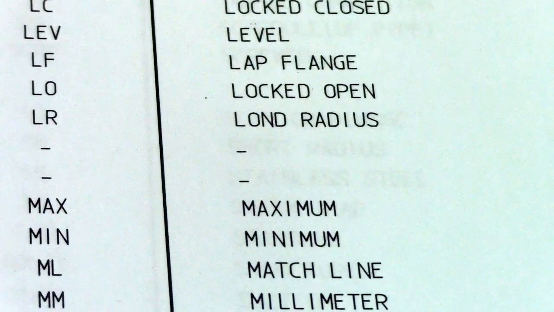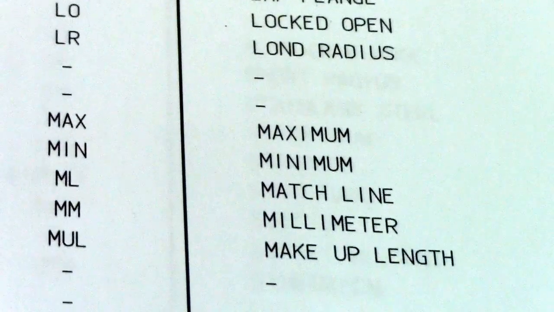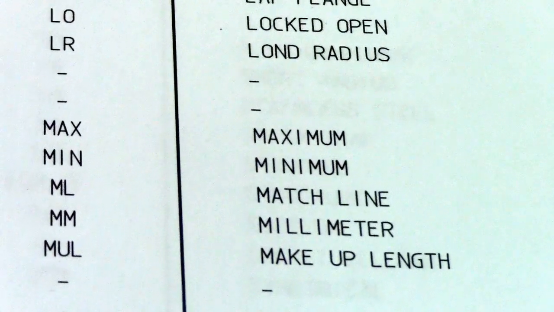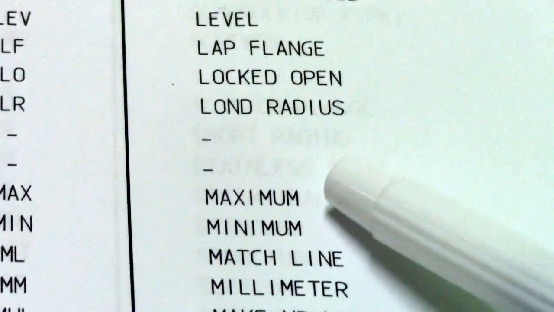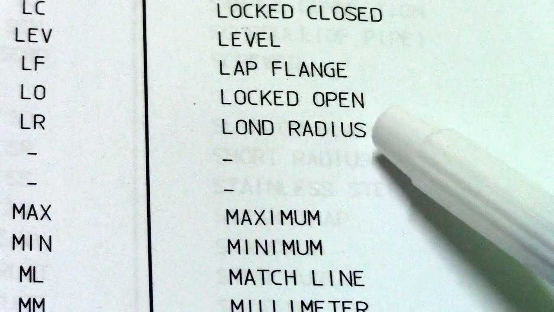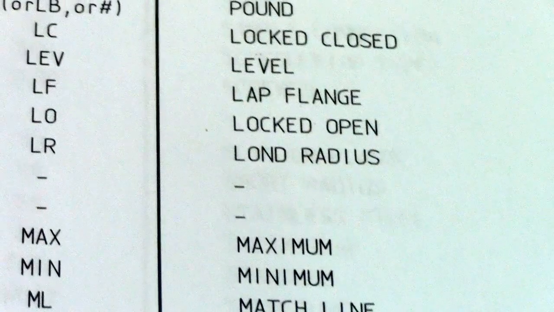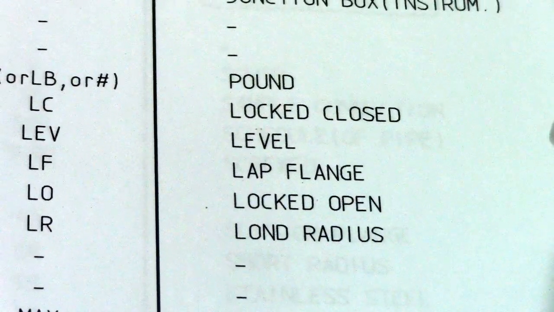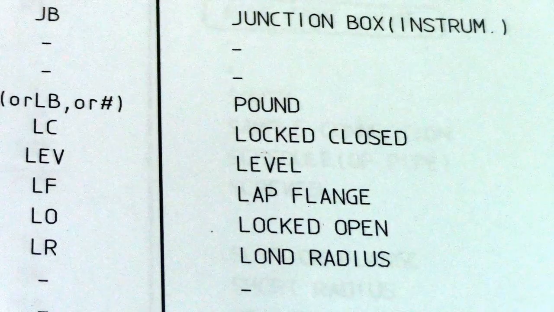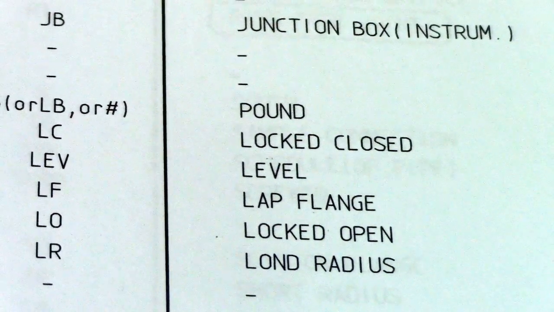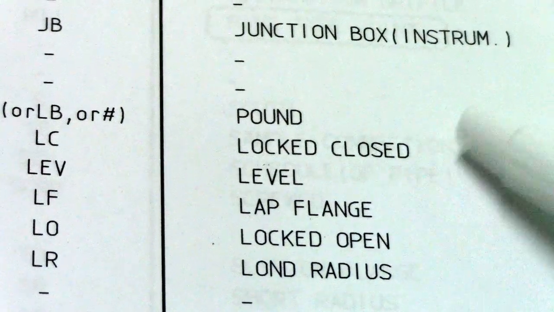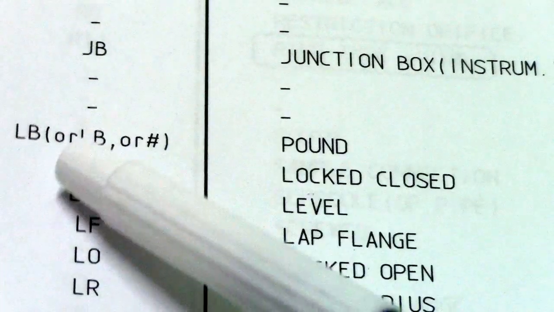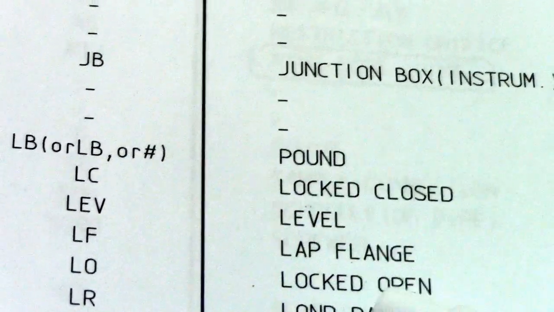Next, please take note: make up length, millimeter, mid line, minimum. LR, long radius. LO, lap open. LF, lap flange. This is all abbreviation in the piping. You will also see this in the isometric. LC, lap close. This is the meaning of those abbreviations.